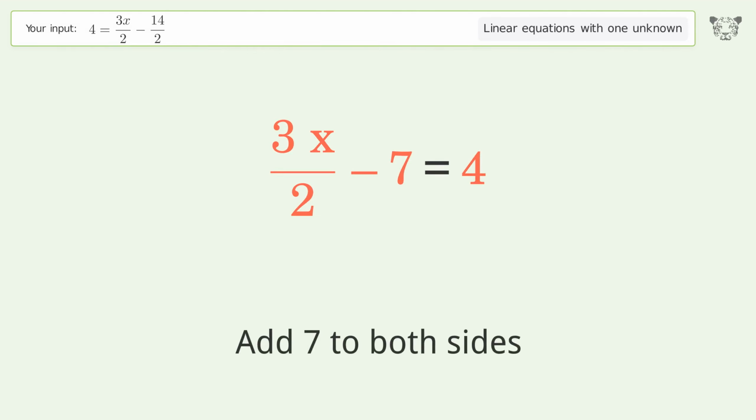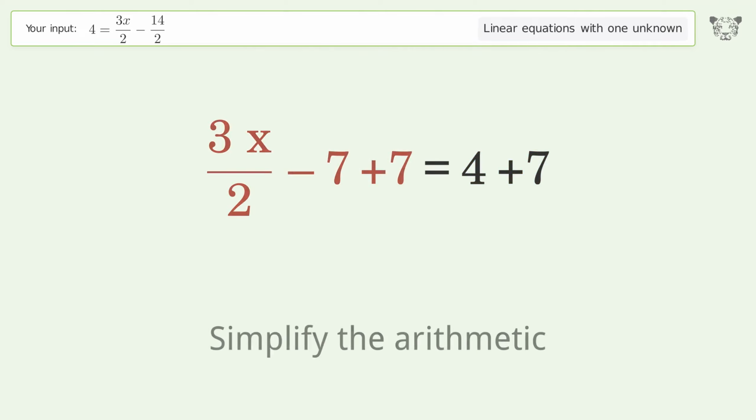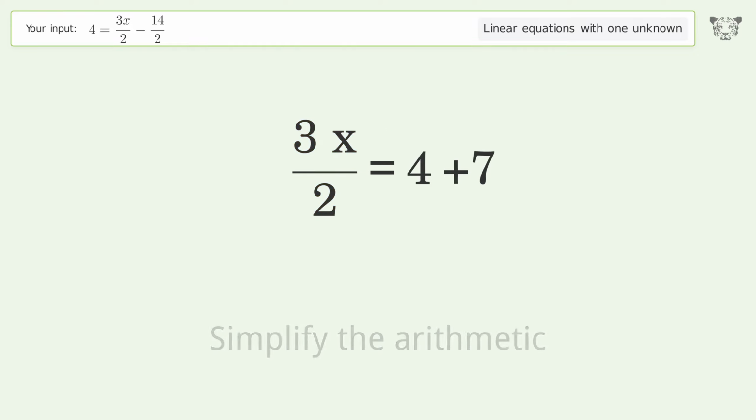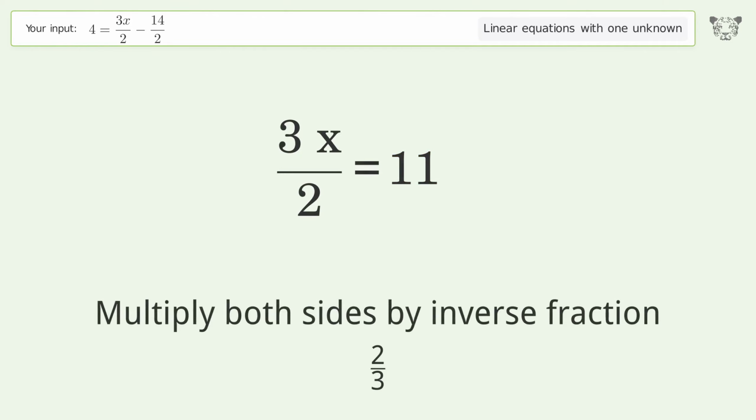Add 7 to both sides. Simplify the arithmetic. Isolate the x. Multiply both sides by inverse fraction 2/3.